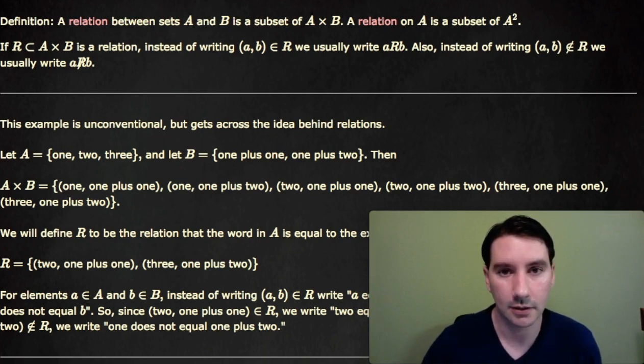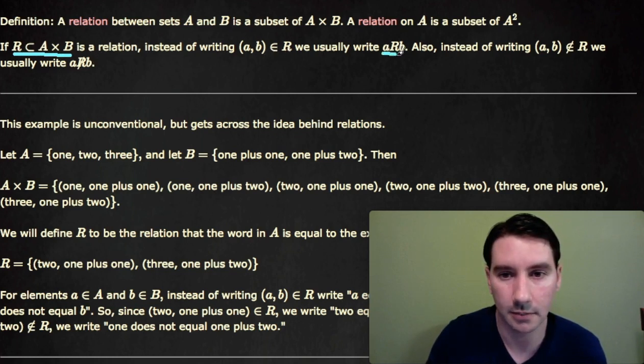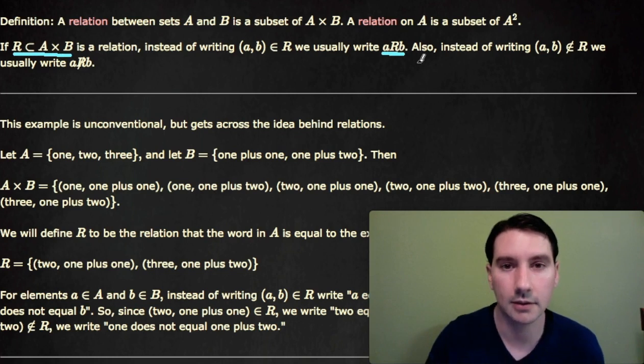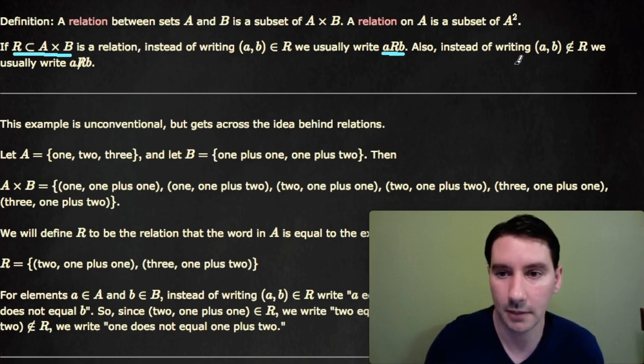There's a special notation that we use for relations. If R is a subset of A cross B as a relation, then instead of writing (a, b) as an element of R, we write aRb. And when we look at some examples below, you will see that you're probably familiar with this sort of notation already. And if (a, b) is not in R, then we usually write aRb with a slash through the R.